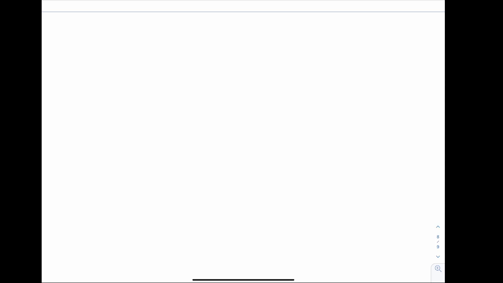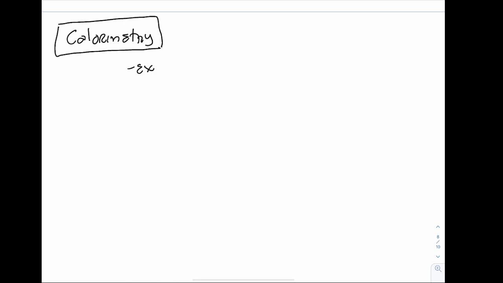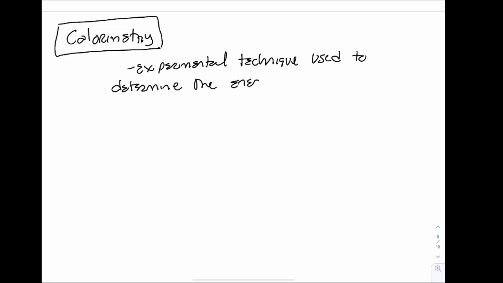And one of the ways that we can calculate the heat changes that occur with our reaction is using a process called calorimetry. Most general chemistry labs do have a calorimetry experiment that you would do, and in lecture, we're just going to go through the calculations on how to do that. So it's an experimental technique used to determine the energy changes associated with a process.